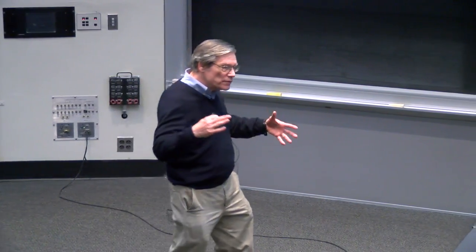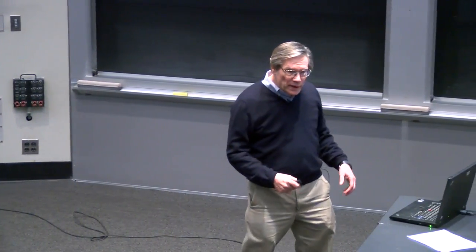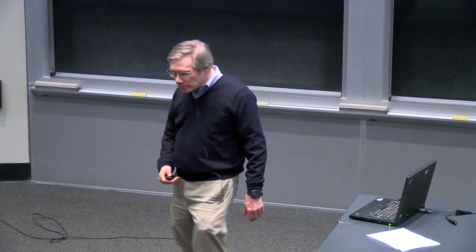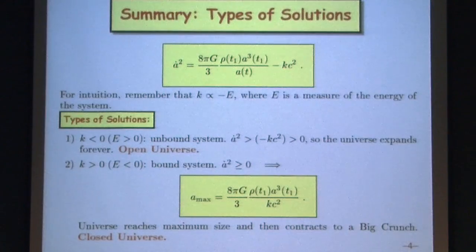Given a description of a universe of this type, we can calculate how big it will get before it turns around and collapses. And this type of universe ultimately undergoes a big crunch when it collapses, where the word big crunch was made as an analogy to the phrase Big Bang. And it's called a closed universe.